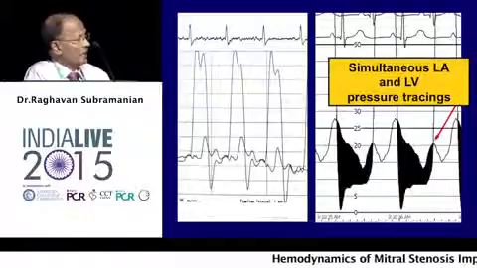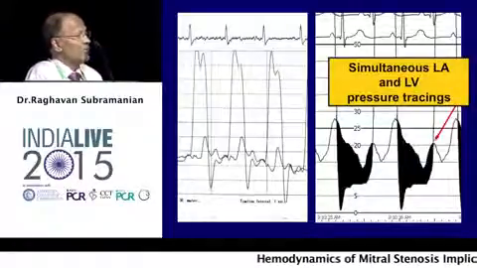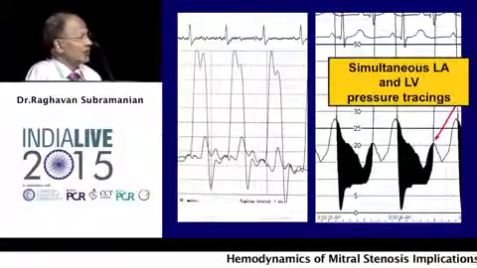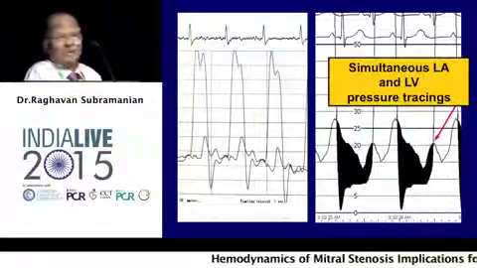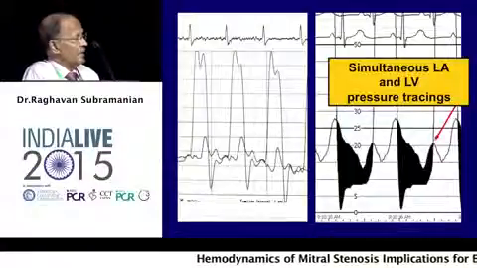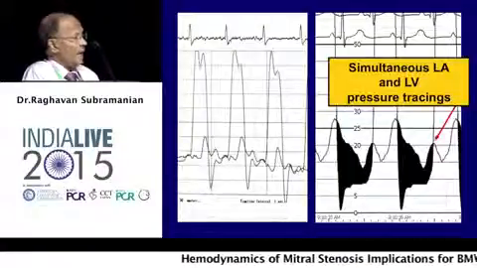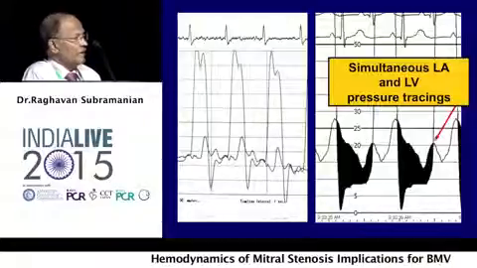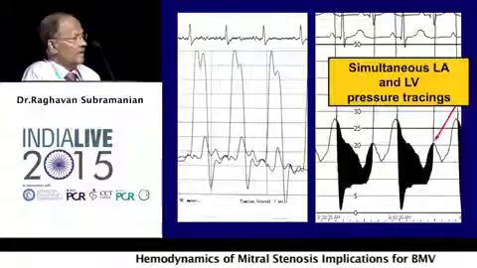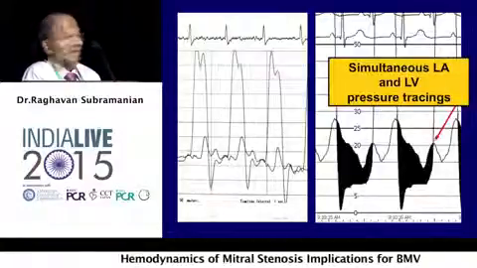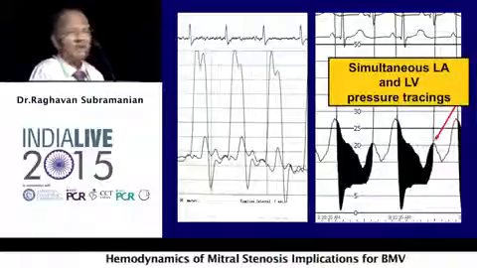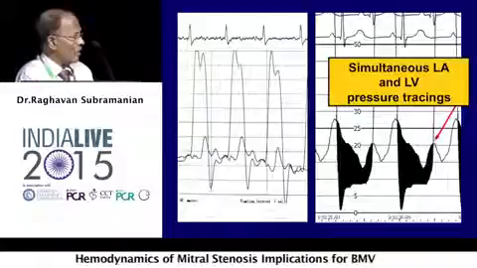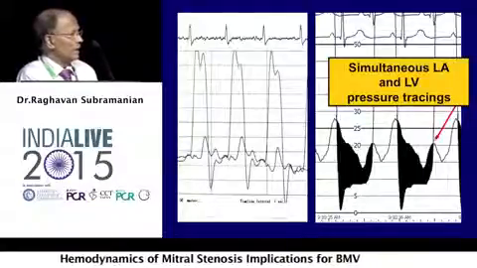On the left-hand side, you see a simultaneous tracing of a classical textbook picture of mitral stenosis. The left atrial pressure is elevated, you can see. There is a shaded black area between the LA pressure and the LV pressure, and the difference continues all the way to end diastole, where the A wave is bisected by the sharp upstroke of the LV systolic upstroke. Now, the important part here is there are many gradients.